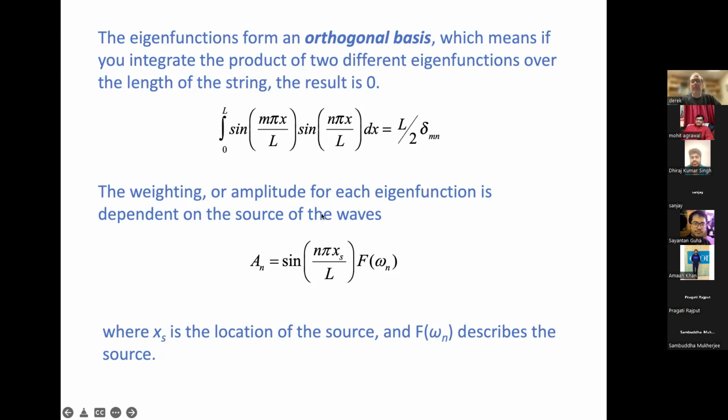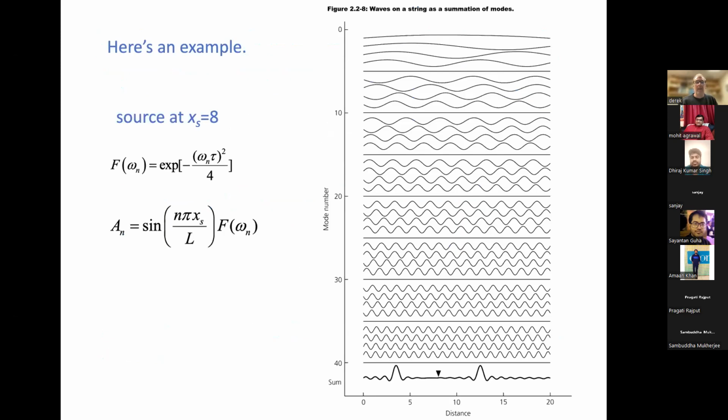The weighting or amplitude for each eigenfunction is dependent on the source of the waves. So a sub n equals sine of n pi x sub s over L times some function of omega sub n, which describes the source. Here is an example for a source at x equal to 8, and the excitation function is e to the minus omega tau squared over 4. And that gives us then our amplitude function.